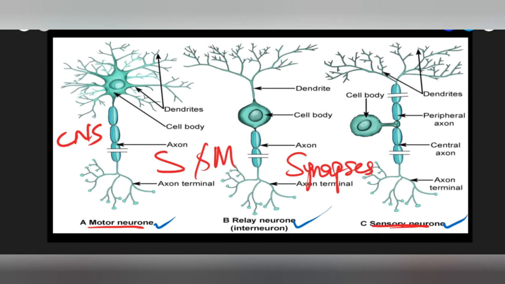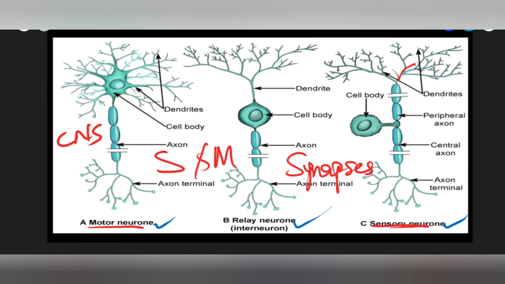So the sensory neuron always has two major fibers. These two fibers help to conduct impulses with the help of the dendrites, and it also has a dendron.